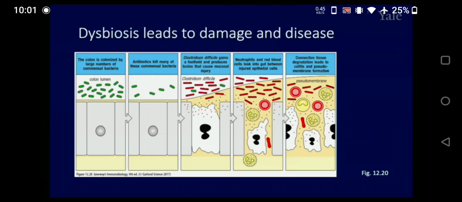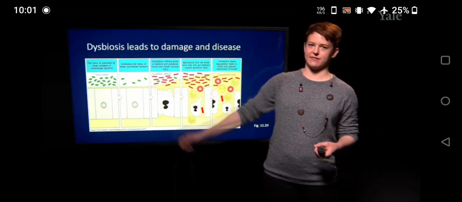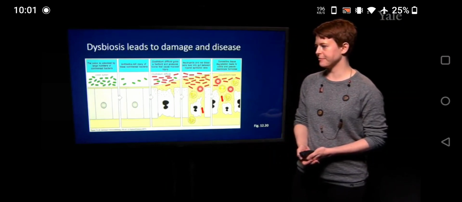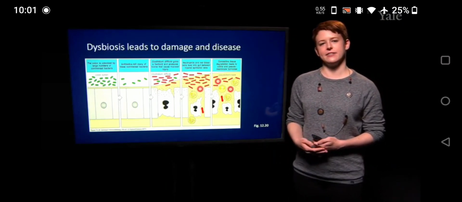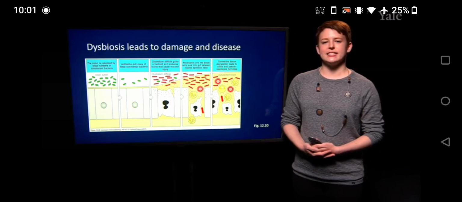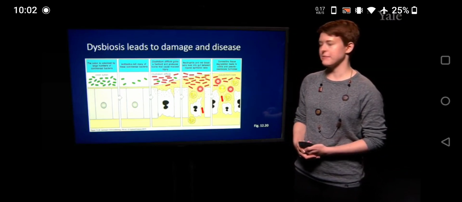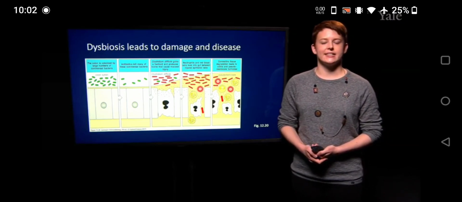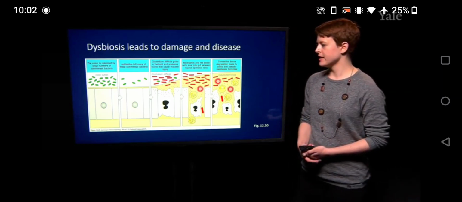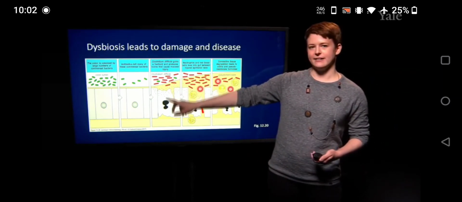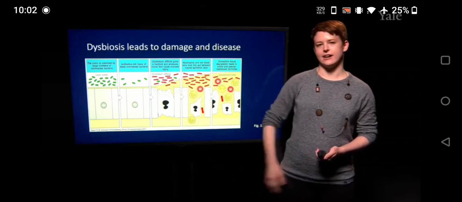So like I mentioned, antibiotics will kill off many of the good or commensal bacteria. And because now there's more space, this allows C. diff, which is a pathogen, to come in and colonize the gut. So we see C. diff coming in and producing toxins, and this causes mucosal injury.